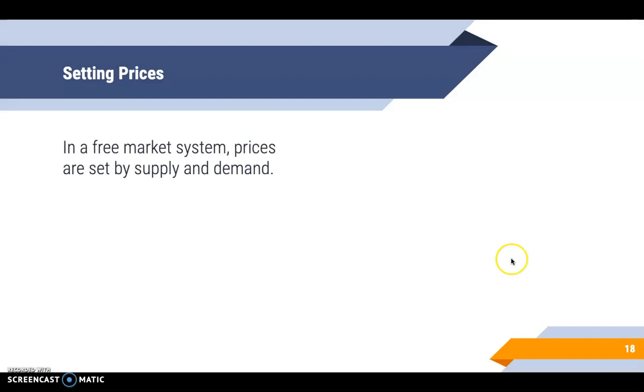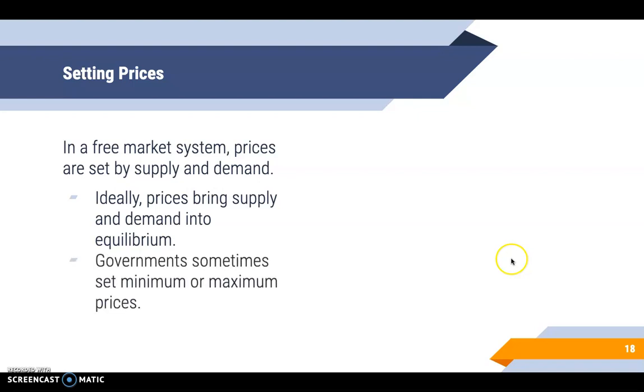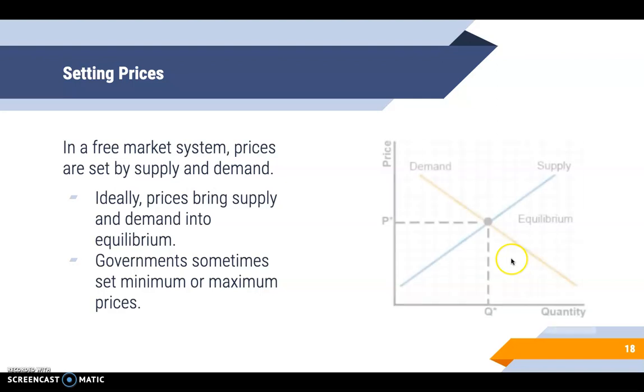Okay, setting prices. In a free market system, prices are set by supply and demand. Ideally, prices bring supply and demand into equilibrium, and that's what we've been talking about in the last 2 lectures. But governments sometimes set minimum or maximum prices. This is the idea that we are not a pure free market system, right? We do have some government intervention.